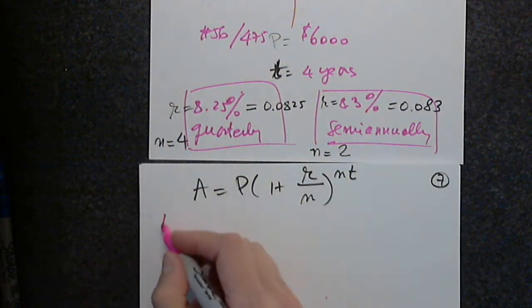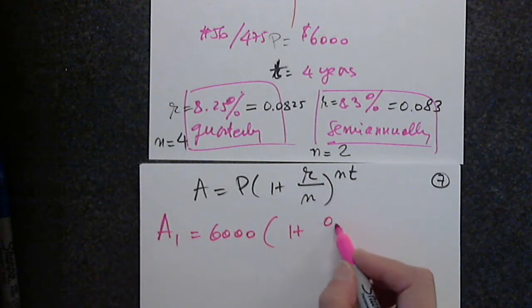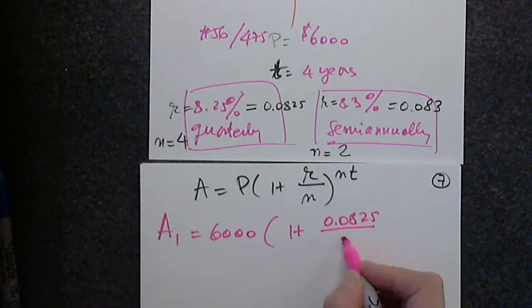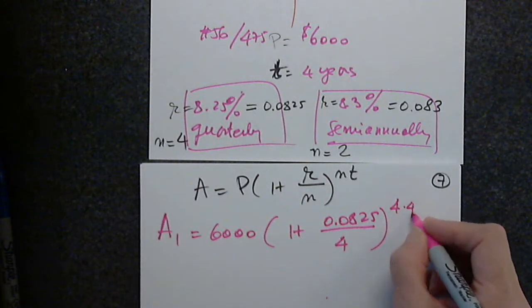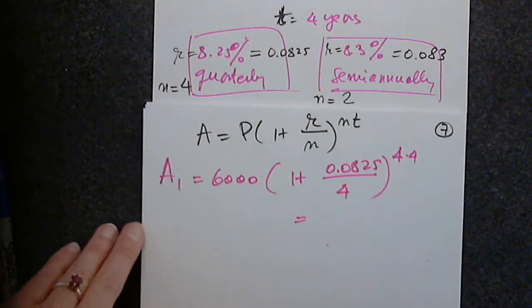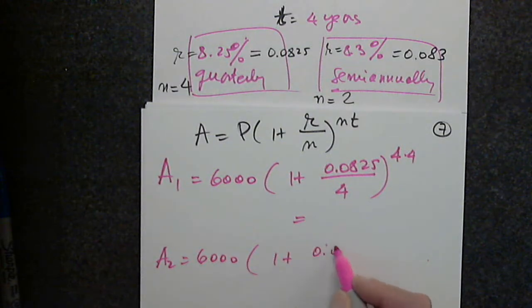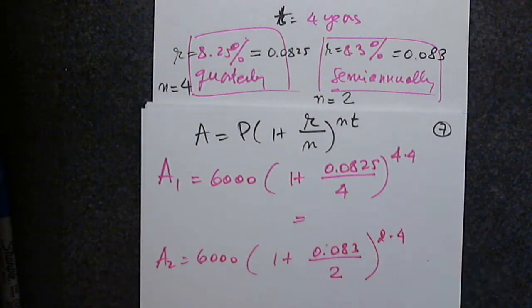In the first calculation, I'm going to call it A1, is 6,000 times 1 plus 0.0825 divided by 4 raised to 4 times 4. 4 times a year and times 4 years. So we'll get a number in a minute. And the other one, A2, is 6,000 times 1 plus 0.083 divided by 2 raised to 2 times 4 years. And we'll get a number. So we have to start from scratch twice because certain things change.